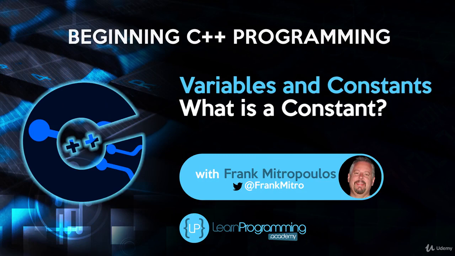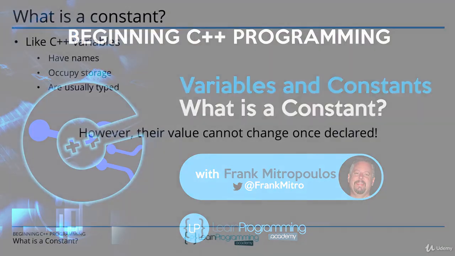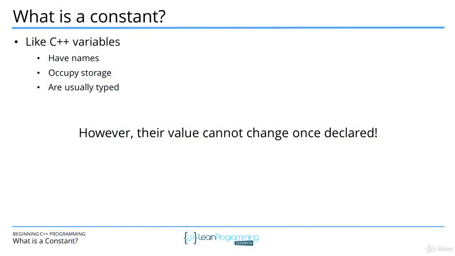In this video, we'll learn what constants are in C++. Constants are very much like C++ variables. They have names, the rules for naming is the same, they occupy storage, and they're usually typed. This means that when you declare a constant, you usually declare their type just like you do with a variable. There is one type of constant that is not typed, and I'll talk about that at the end of the video.